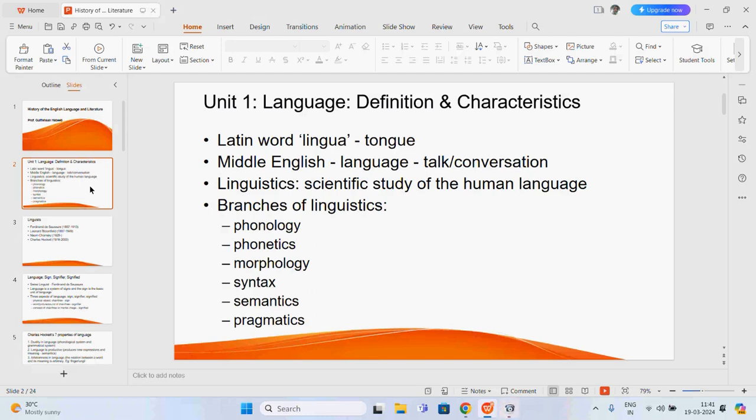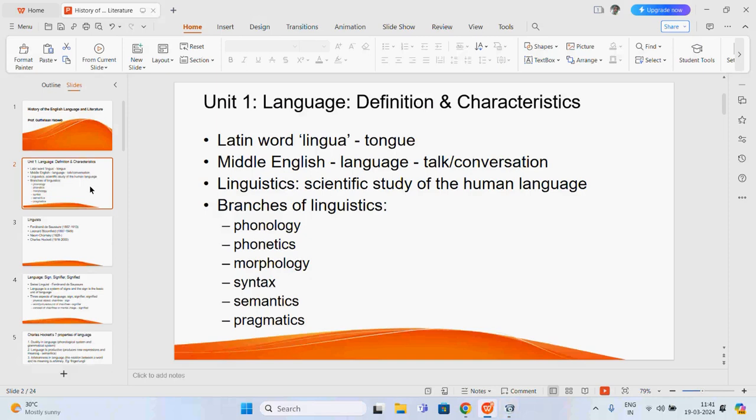Let us first understand what we mean by the word language. The word language is derived from a Latin word lingua, as you can see on the first bullet point on your screen, which means tongue. As we move to the Middle English period, language came to mean talk, conversation.